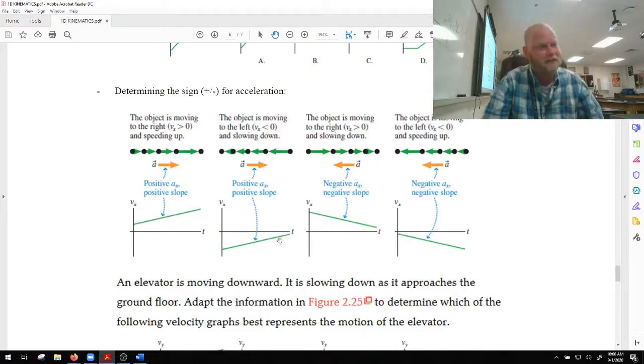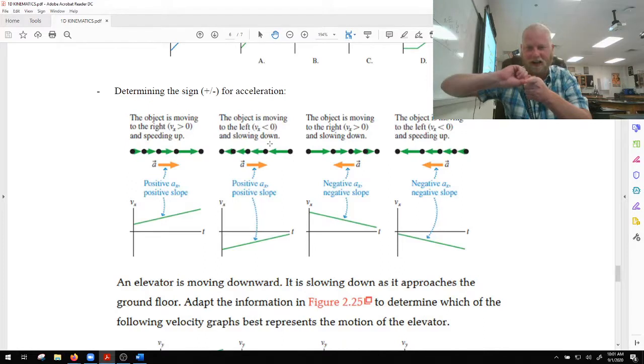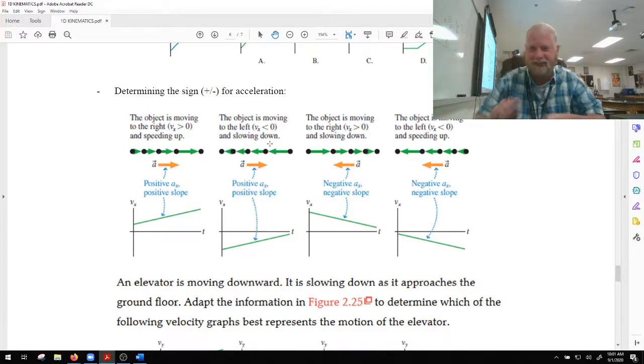Now the problem comes in when someone looks at this graph and they go, but the object's slowing down. How can the acceleration be positive? Well, it just means that the object has a leftward velocity, and if an object has a leftward velocity but a positive acceleration, it's going to slow down. Right? So if velocity and acceleration point the same direction, the object speeds up. If acceleration points opposite your velocity, it slows down.